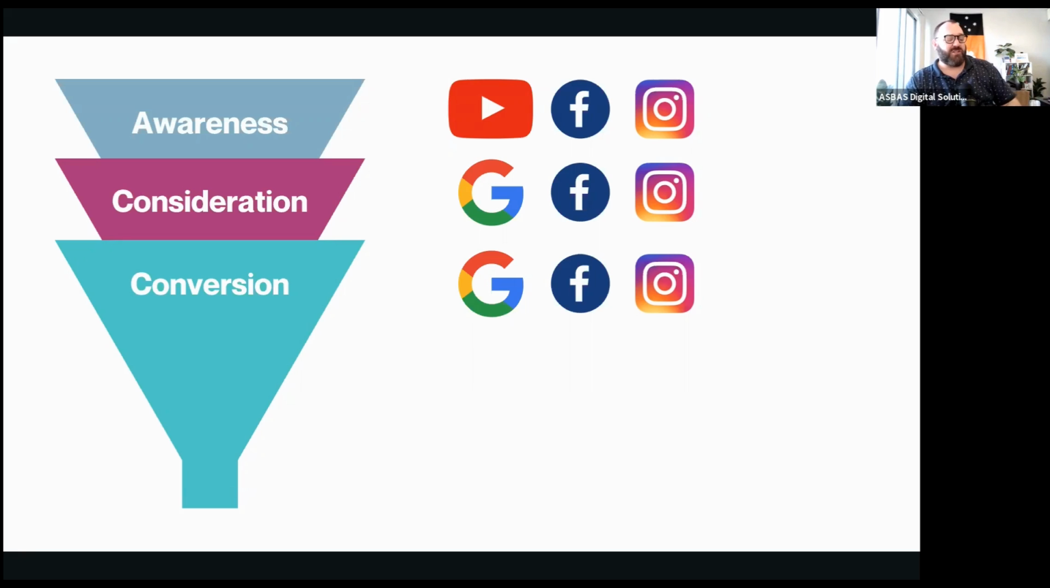In fact, in Australia, YouTube and Facebook have a similar amount of users. It's around between 17 and 20 million people doing that. And why YouTube as an ad platform? Simply because there's lots of different kinds of ads you can play on YouTube.